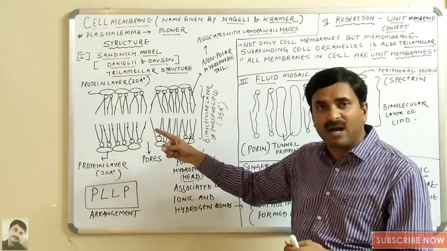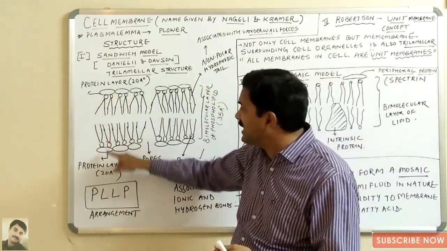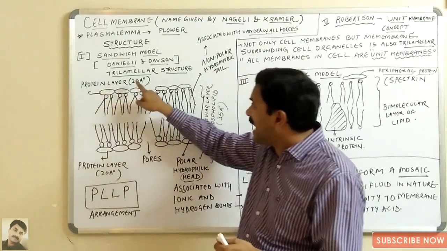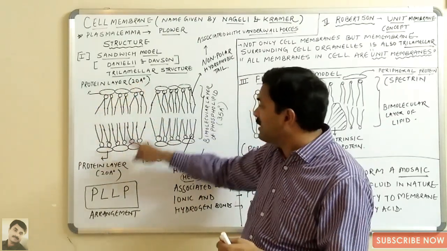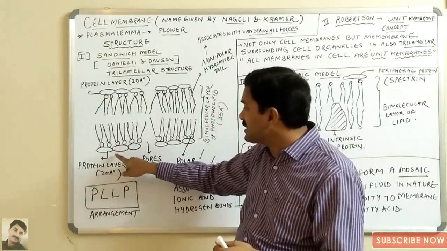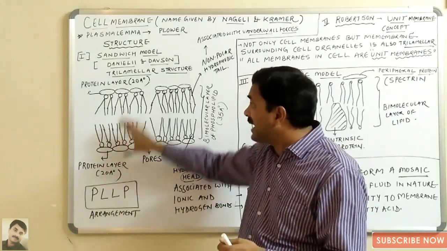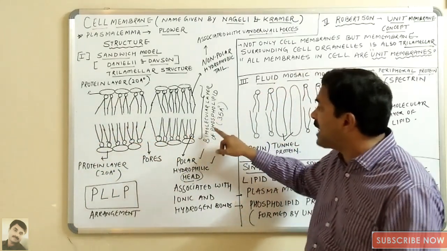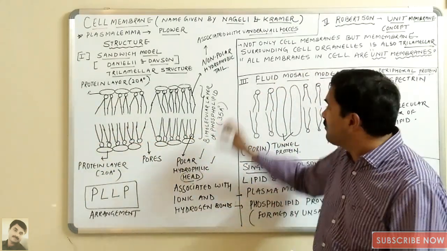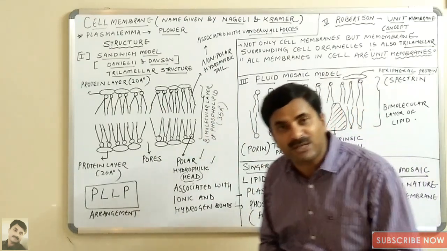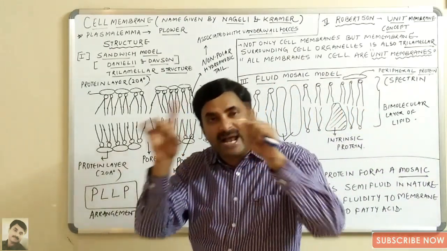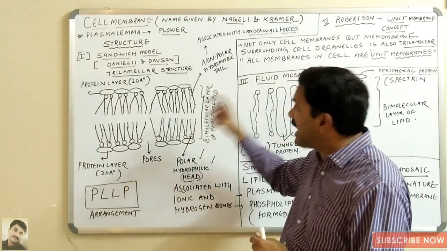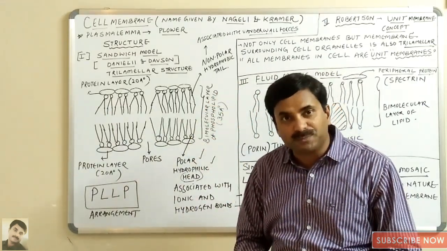You can see in the diagram I have made the two protein layers on either side. This is one protein layer having a thickness of 20 angstrom. This is the other protein layer, which also has a thickness of 20 angstrom, and in between these two layers there is a bimolecular layer of phospholipid having a thickness of 35 angstrom. So we can say that the entire thickness of the cell membrane is roughly around 75 angstrom.